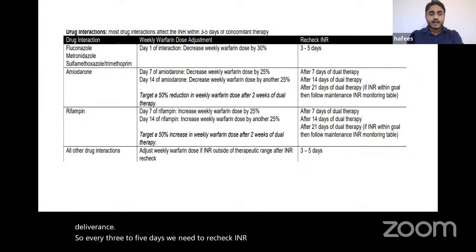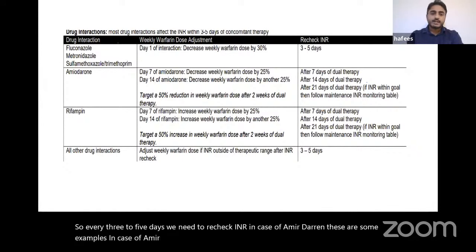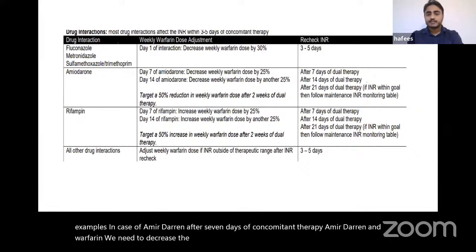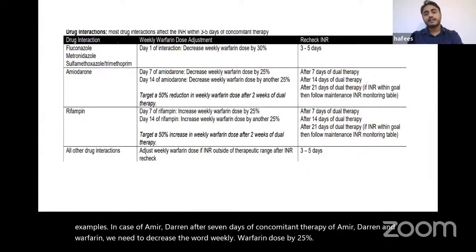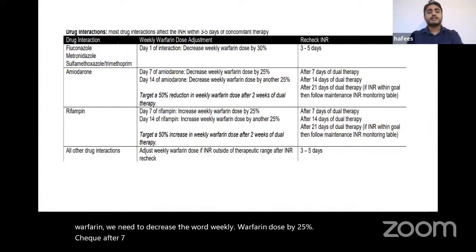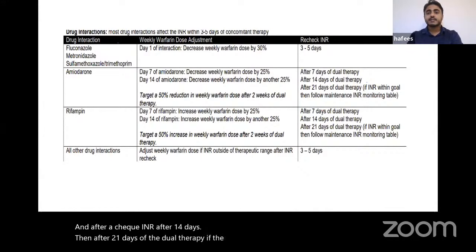In case of amiodarone, after 7 days of concomitant therapy of amiodarone and warfarin, we need to decrease the weekly warfarin dose by 25%. Check INR after 7 days. Then after 14 days, again decrease another 25%, and check INR after 14 days. Then after 21 days of the dual therapy, if the INR is within the goal, follow the maintenance INR monitoring table.